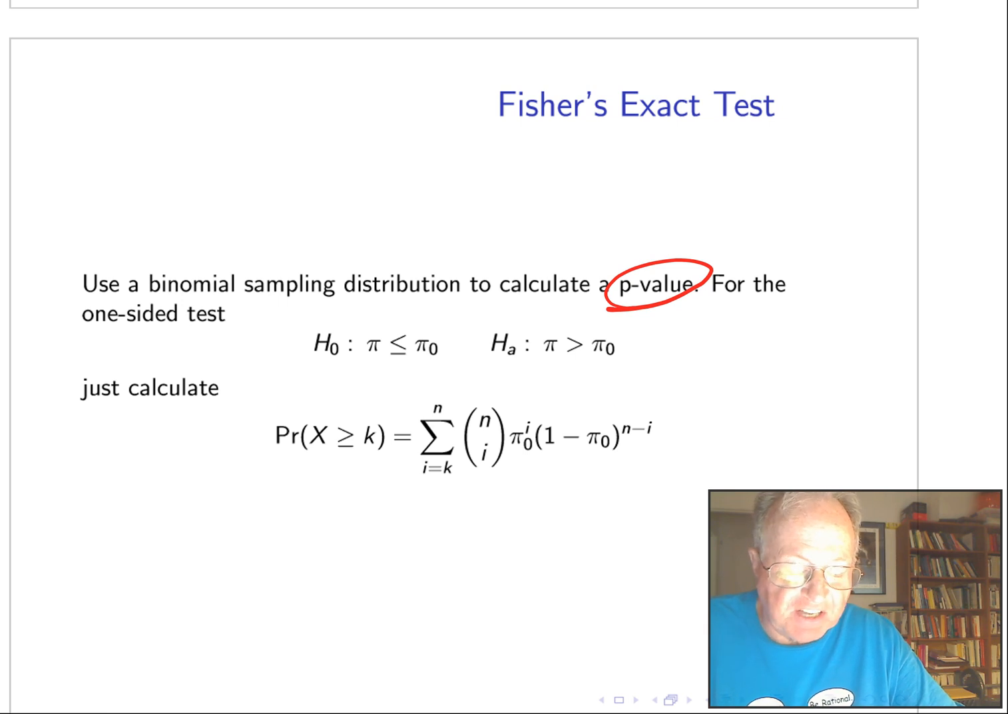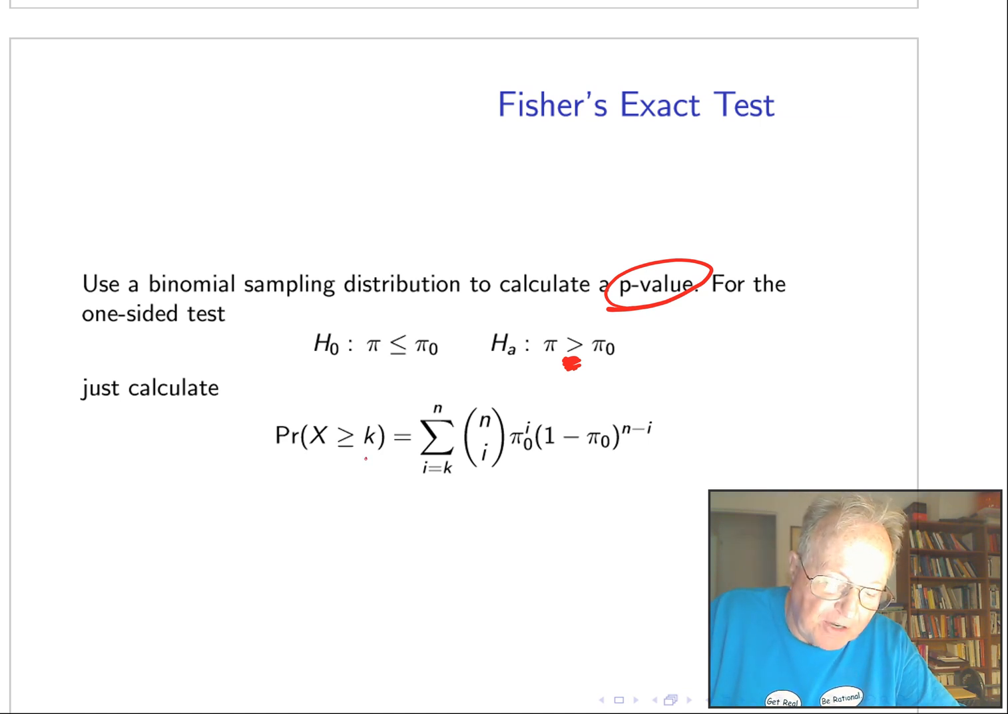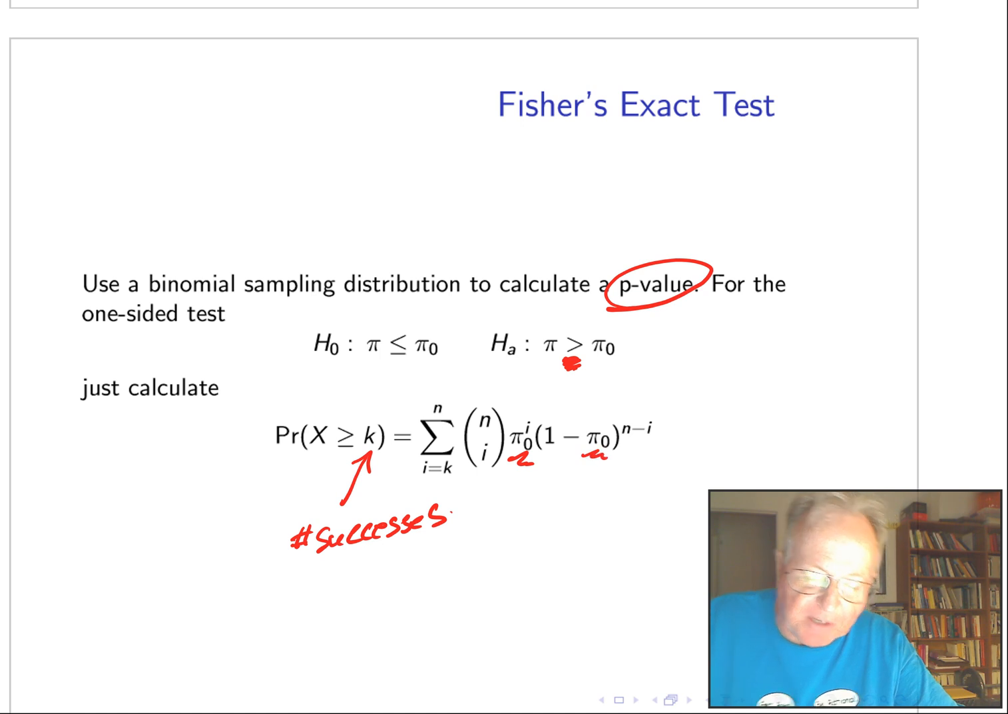A one-sided test looks like this. The null: the proportion is less than or equal to some null value, and the research hypothesis: the proportion is greater than some specified value. Now, to do this, we'll just calculate the p-value, and it's just the probability of seeing the number of successes or more under the null hypothesis. So that's where the pi 0 comes from. And so we'll just add up all those binomial probabilities from k out to n.